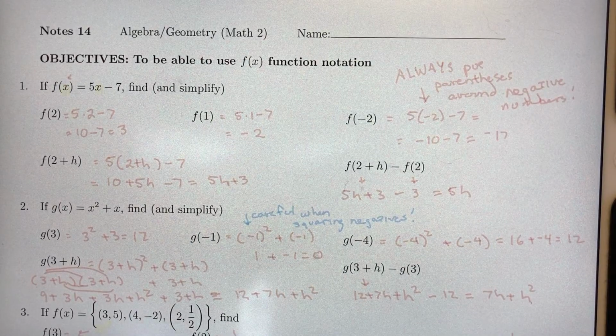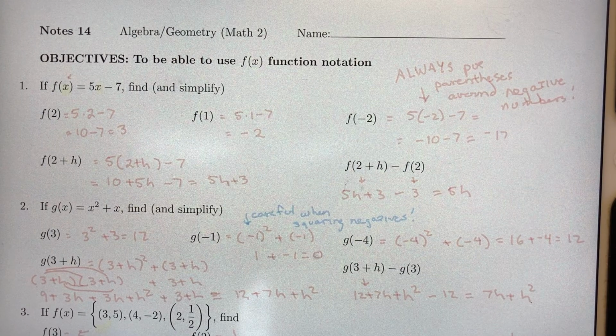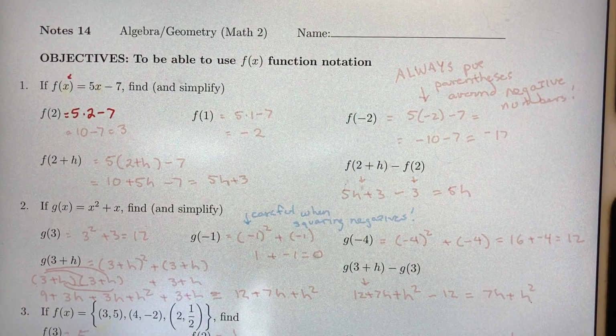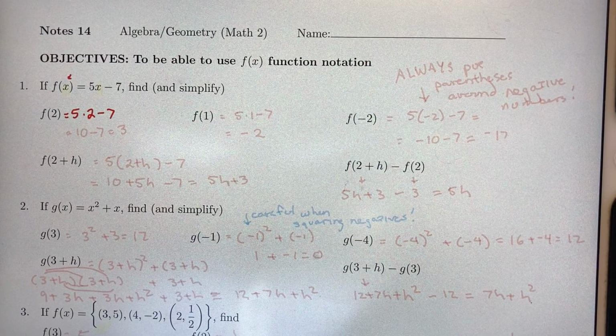Right, so f of 2 means plug in 2. So we have 5 times 2 minus 7. Notice there's no extra x. The f of x notation does not mean multiply by an extra x. It just helps you figure out what numbers you're plugging in, like 2 here.